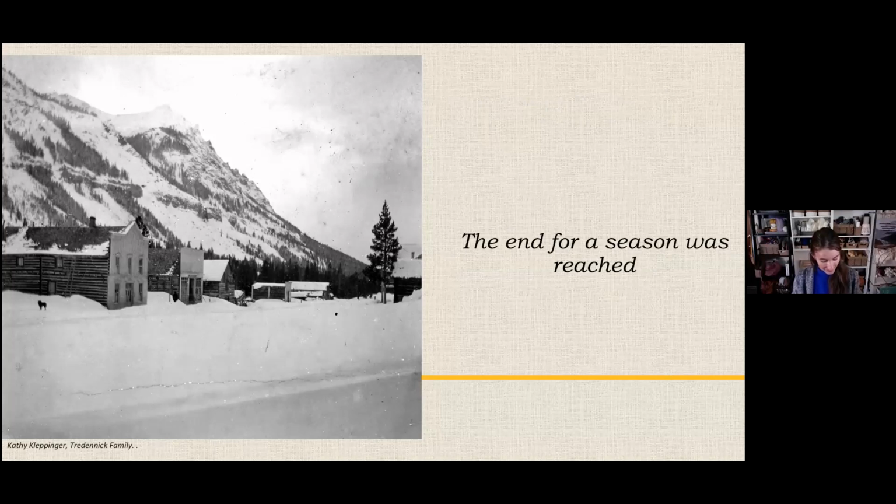There was one lady who came on the trip, Mrs. Elton Head. She was the wife of one of the surveyors. And I think she has one of the best quotes about what it would have been like to see Cooke City for the first time in 1880.